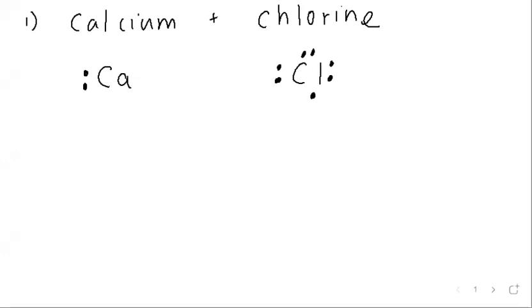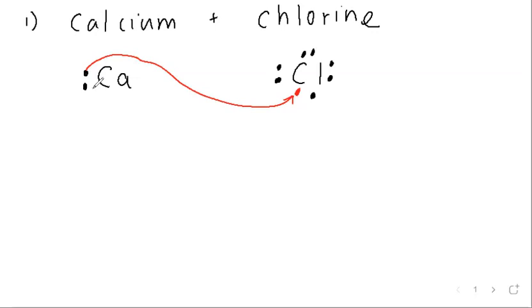So calcium is a metal. Metals tend to donate electrons. And so calcium is going to be donating electrons to chlorine, the nonmetal, and nonmetals tend to gain electrons. So we're going to take our first electron from calcium and transfer it over to chlorine. So now we end up with chlorine having a full octet, but calcium still has 1 valence electron left.